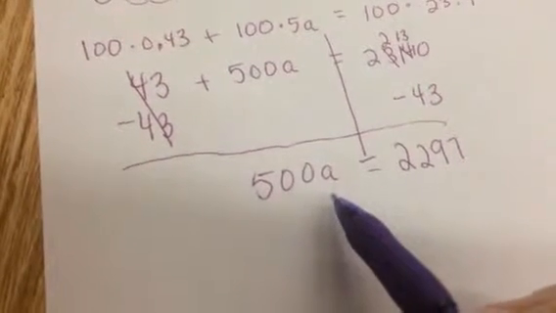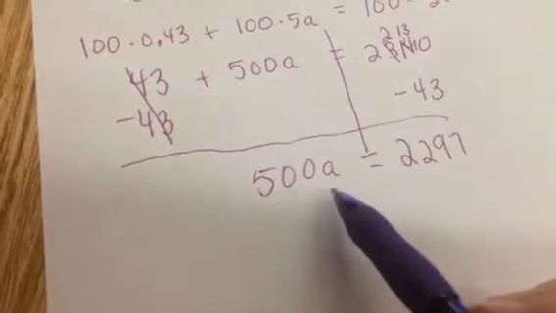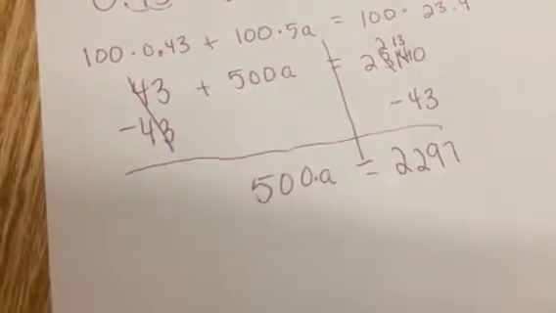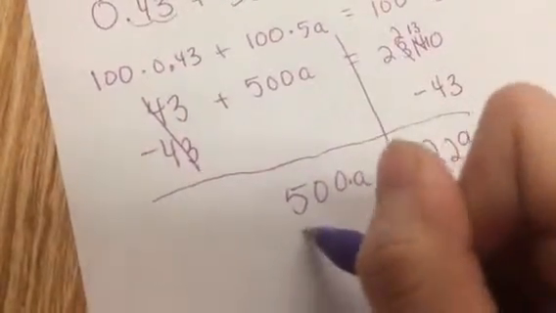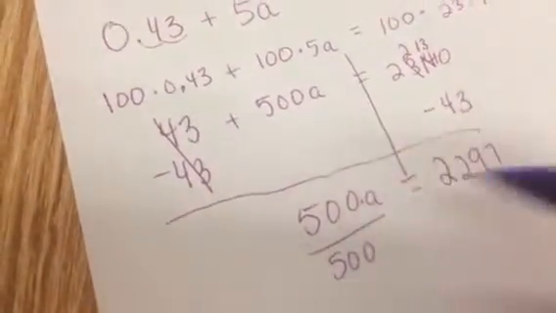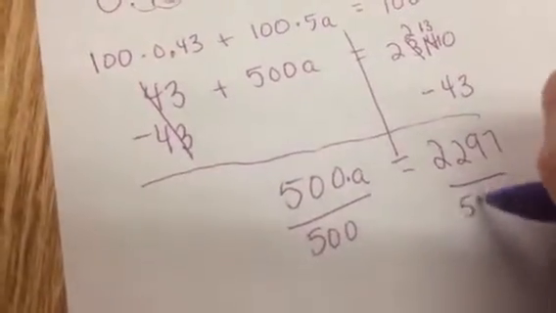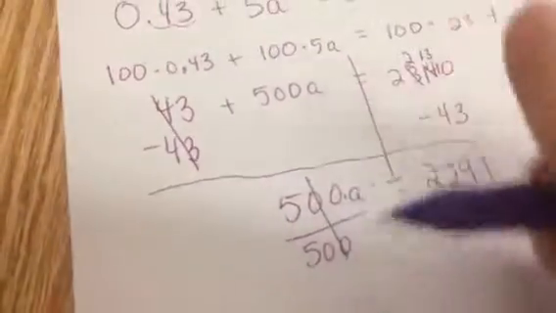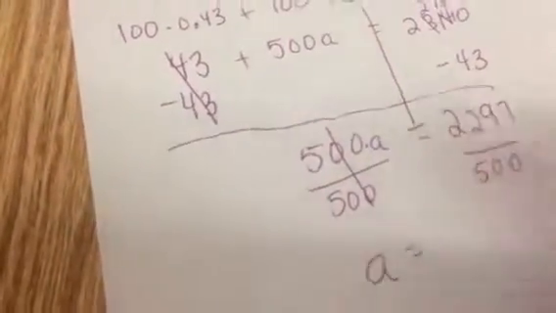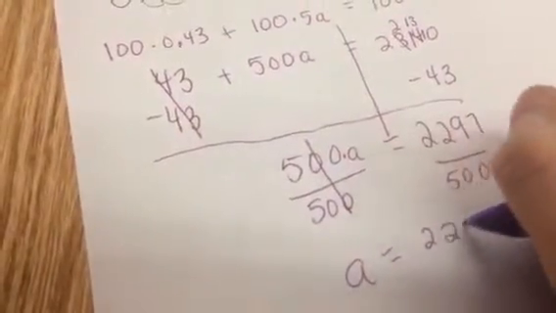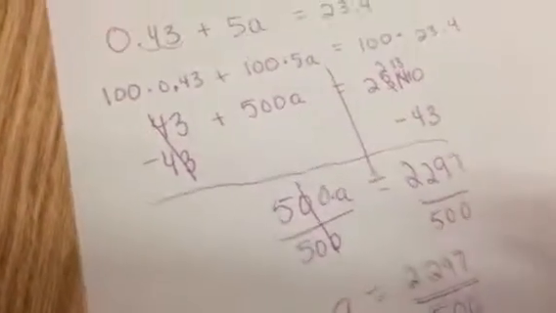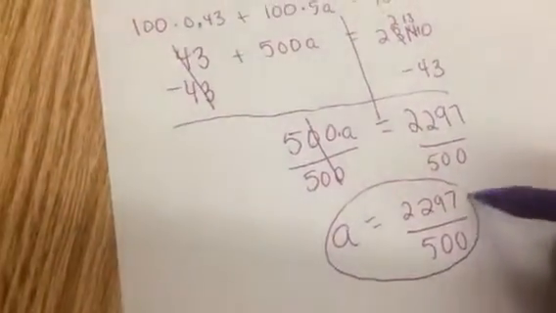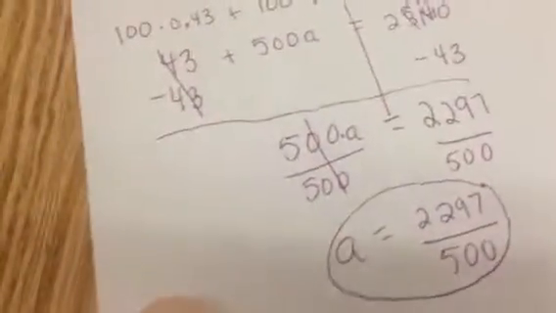Now to isolate that variable, to get it by itself, it's being multiplied by the 500, and we know we have to do the inverse operation, meaning the opposite operation. So we have to divide by 500 to get rid of it. Whatever you do to the one side, you have to do to the other side. So this now cancels out, and I'm left with a equals 2,297 over 500. And there's my answer right there. So you can see why eliminating those decimals makes it a lot easier in the end.